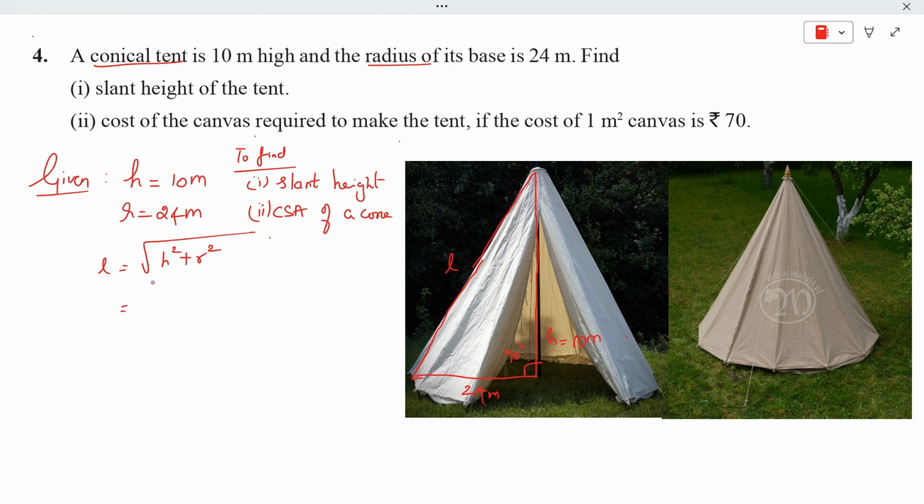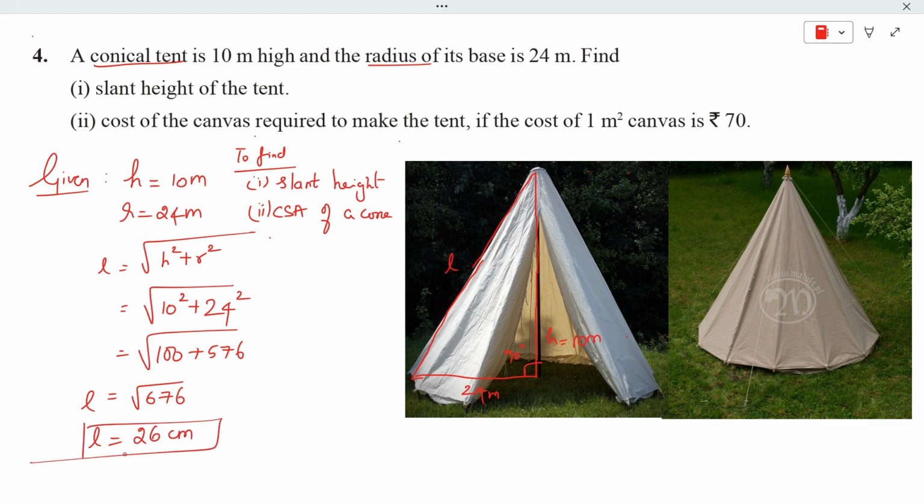So L is equal to root of h square plus r square. So I'm going to substitute the values of h and r. 10 square is 100, 24 square is 576. So you will get L is equal to root of 676. So root of 676 is 26 centimeter. So now I found the slant height.